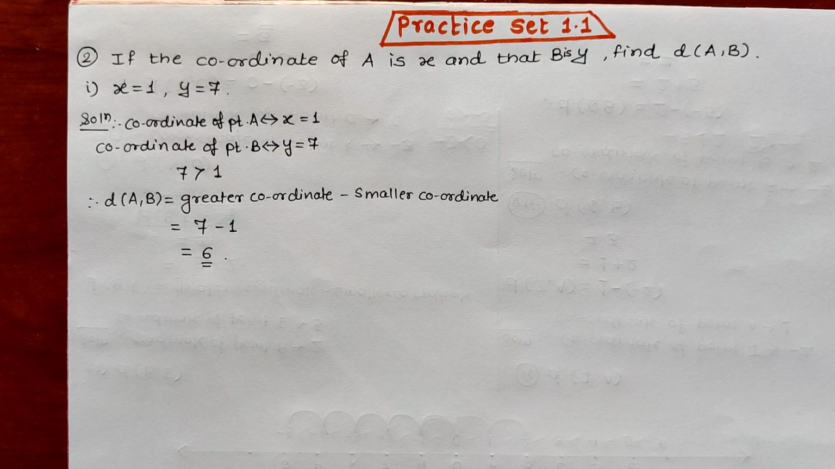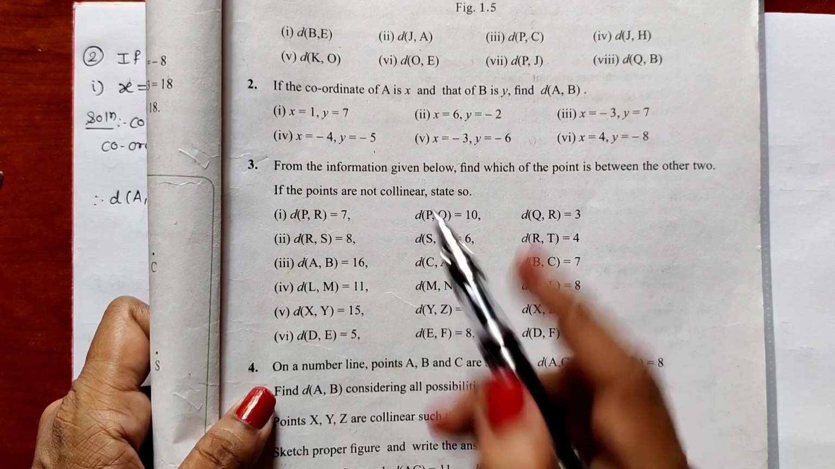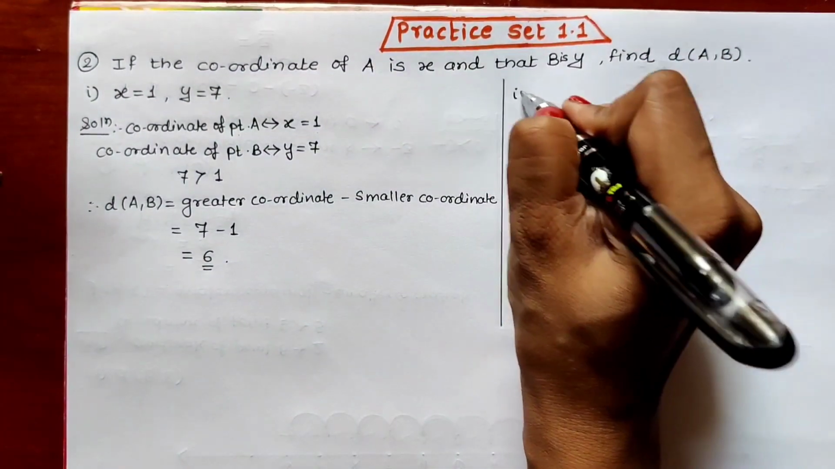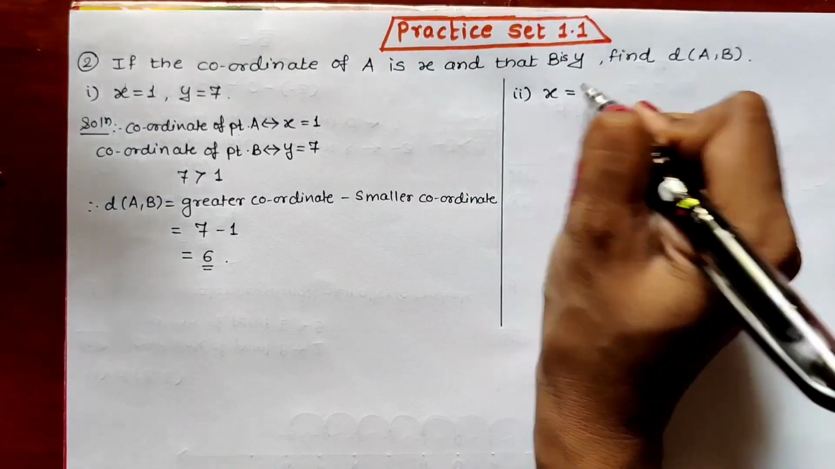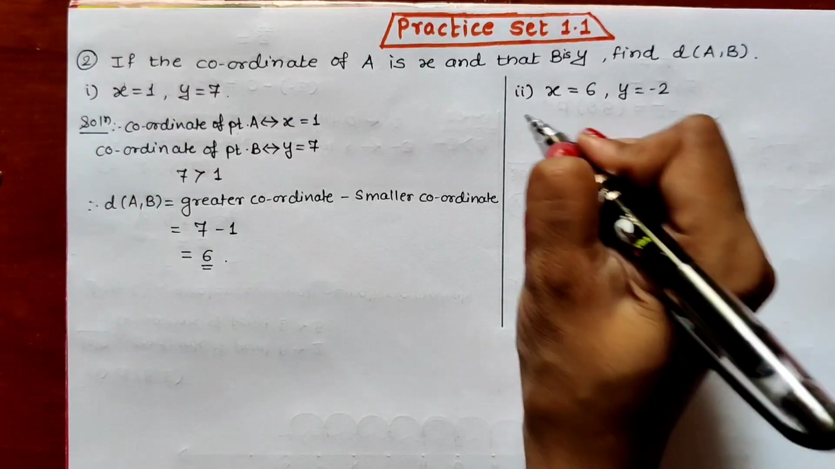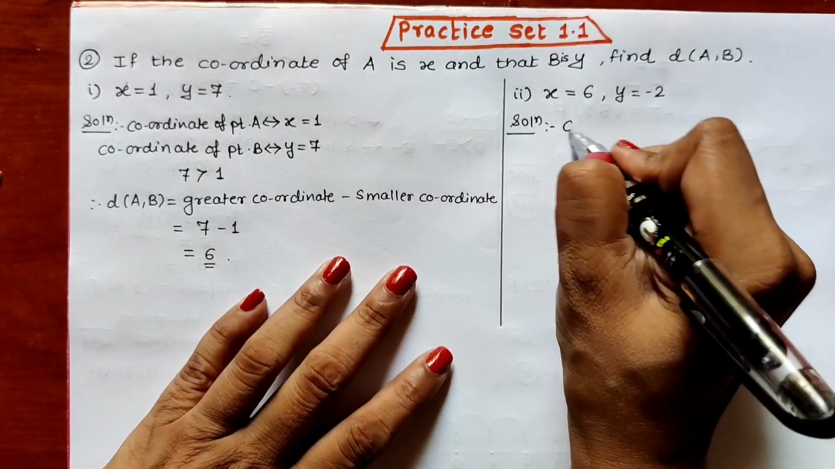So in this way we have to solve all the sums. We have to check which one is the bigger coordinate and which is the smaller coordinate, and we have to subtract. Next one is x is equal to 6 and y is equal to minus 2. So we start writing the solution by writing the coordinates.